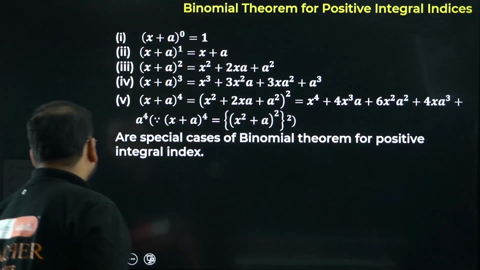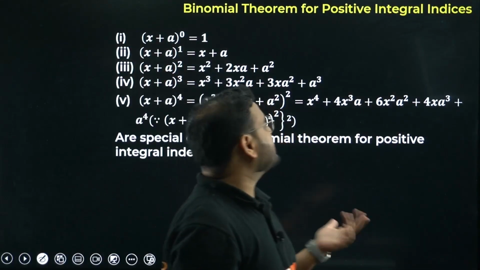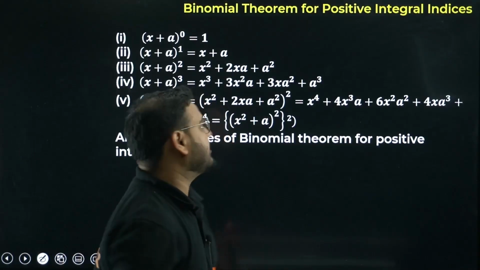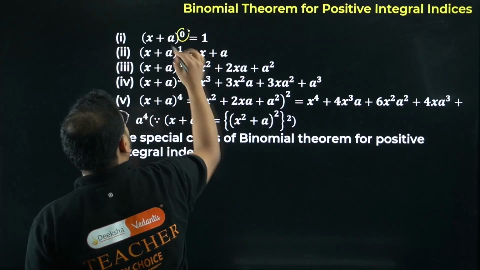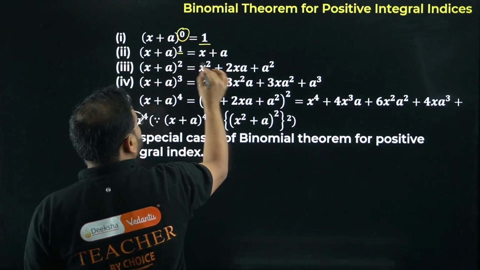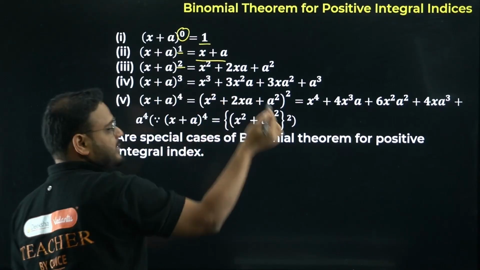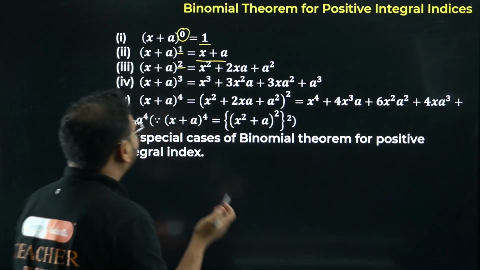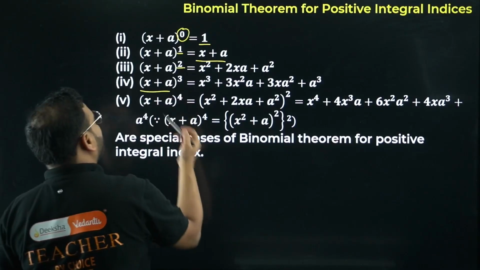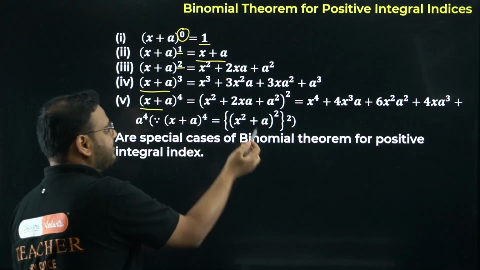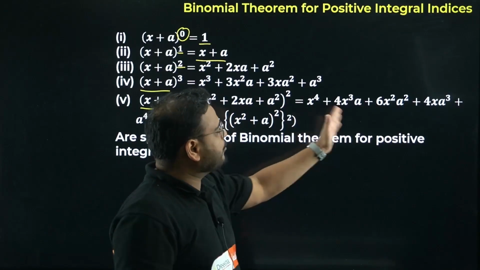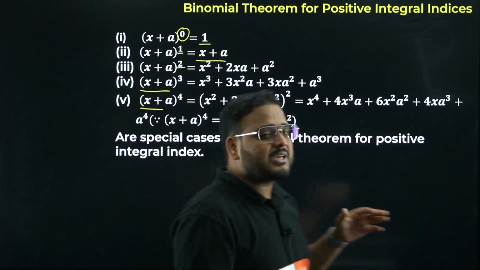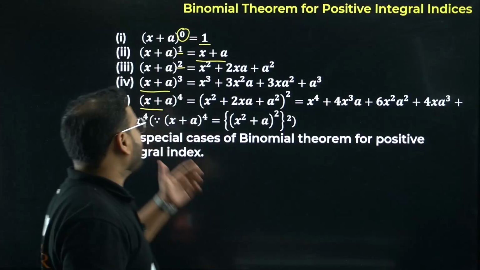So first thing, please check binomial theorem of positive integral indices. When the index is 0, 1, 2 like that, please check here. When the index is 0, I get this value as 1. When I have 1, I get x plus a, and x plus a the whole square, the formula we learned in grade 8 I think. Then x plus a the whole cube, x plus a the power 4, and likewise we have the terms, x power 4 like this.